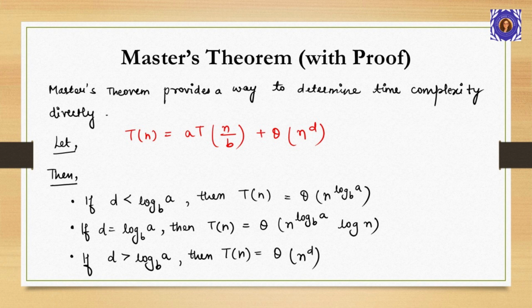For a recurrence of the form T of n equals a times T of n divided by b plus theta of n to the power d, we have three cases. Case 1. If d is less than log base b of a, then T of n equals theta of n to the power of log base b of a. Case 2. If d equals log base b of a, then T of n equals theta of n to the power of log base b of a times log n. Case 3. If d is greater than log base b of a, then T of n equals theta of n to the power d.